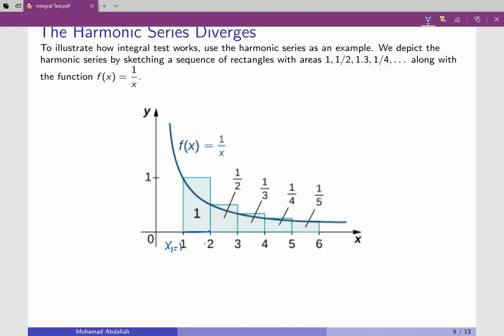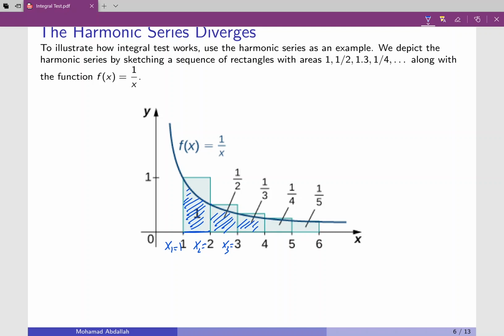So you can see that the area of this rectangle overestimates the actual area under the curve. So this is the actual area under the curve. The rectangle overestimates it. The same thing happens here. So I'm going to choose x2 to be 2, x3 to be 3. These are the sample points that we choose in the Riemann sum, and so on.